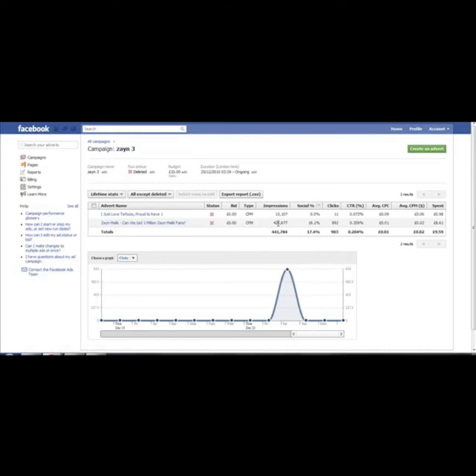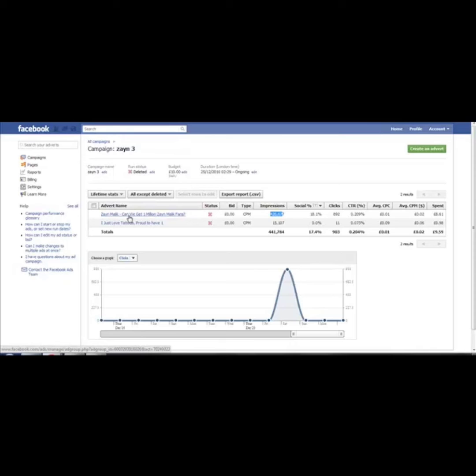This one, as you can see, was slightly better. I spent £8.61. I received 892 clicks. Okay, that was insane. And 18.1% of people, that was the social percentage, and 15,000 impressions. So this was really good in terms of conversions. I'm sorry, 426,000 conversions and 892 clicks. So this was really good.